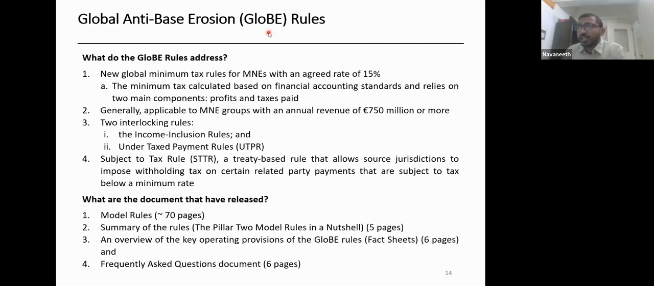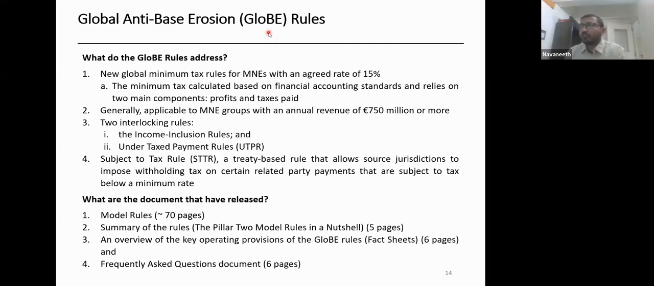What is the change and what do the rules seek to address? The new global minimum tax rate for MNEs has been agreed at 15%. Minimum tax, how do you calculate what is minimum tax? You would look at two things. One is the profitability of the entity and the tax that is paid in each of the geographies. And is the tax paid divided by profit below 15%? In which case, certain adjustments or certain taxes would need to be paid in another geography.